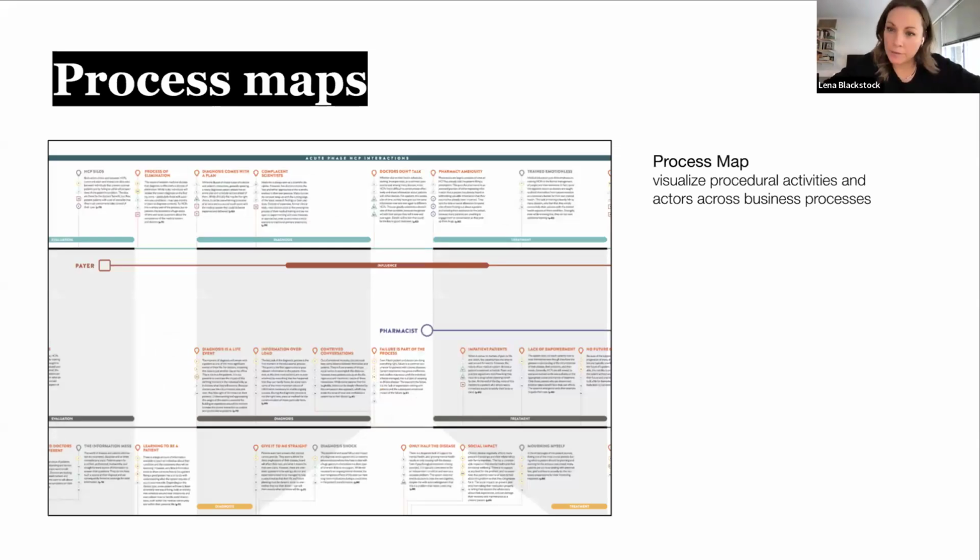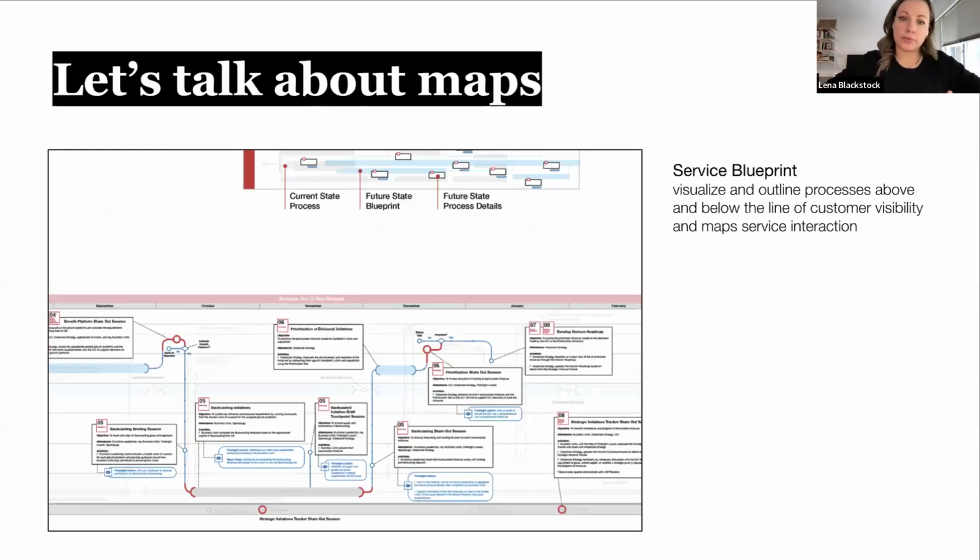Process maps, many of you might be familiar with as well, but they are really just a procedural overview of process steps. And the goal for these is to visualize procedural activities and actors that reach across business processes. So for these kinds of maps, we also leverage stakeholder interviews, immersion journeys, and organizational ethnographies. We look at things like process steps, activities, phases, stage gates can be a big part of process maps, touch points, and breakpoints.